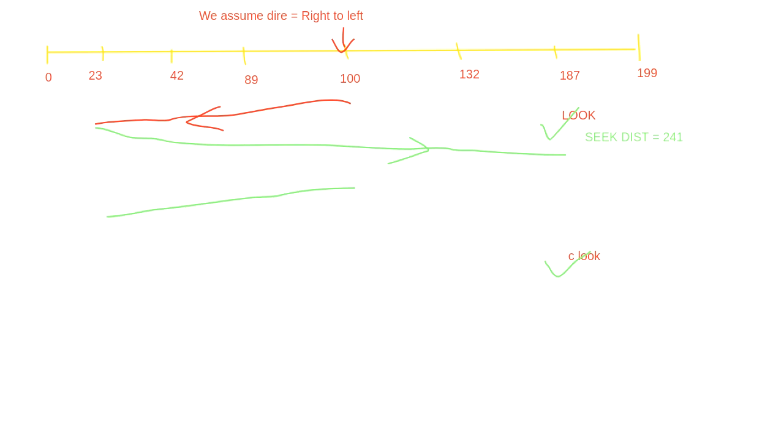You know how this LOOK works. It will go to the last request, but it will not go to 0, whereas in circular scan it will go to 0. So this will not go to 0. It will go to the last request, which is 23.